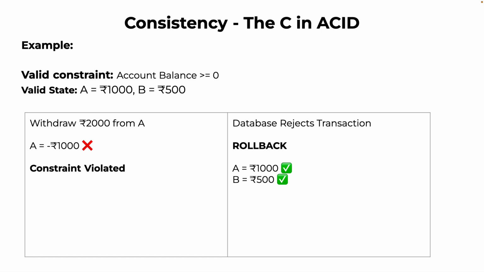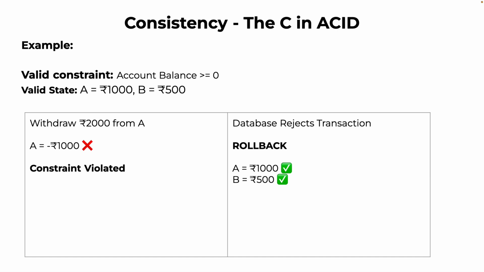Let's take an example of a bank. Suppose you have a rule that an account balance cannot be negative. So this is a valid constraint: account balance should be greater than or equal to 0. Now the valid state is A is 1000, B is 500. That is a valid state. Suppose now A decides to withdraw 2000 rupees. If the database allows this operation, then the balance becomes negative, which is incorrect. This violates our business rule. So the constraint is violated.